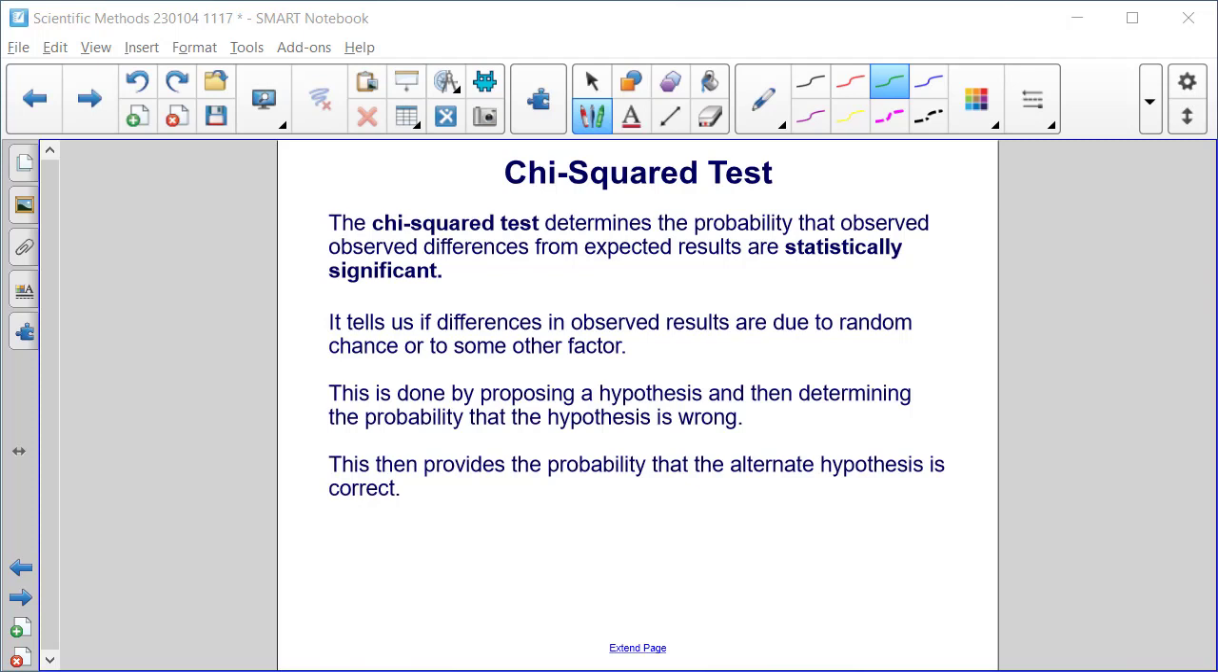The chi-squared test determines the probability that observed differences from expected results are statistically significant. It tells us if differences in observed results are due to random chance or to some other factor. This is done by proposing a hypothesis and then determining the probability that the hypothesis is wrong. This then provides the probability that the alternate hypothesis is correct.